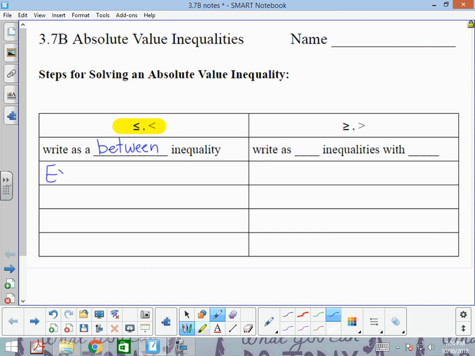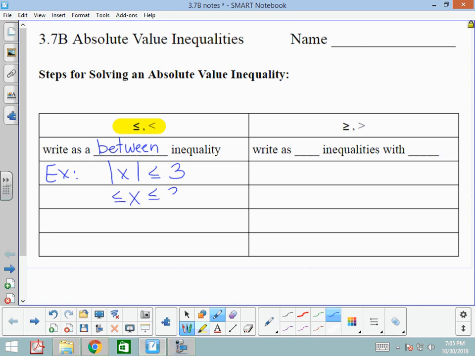So for example, let's say we have the absolute value of x is less than or equal to 3. Since it's less than or equal to, that means that x is going to be between positive 3 and negative 3. So x is less than or equal to positive 3 and greater than or equal to negative 3. Reading it backwards, you would say negative 3 is less than or equal to x, which is less than or equal to 3. Or just reading it at face value, x is between negative 3 and positive 3 included.